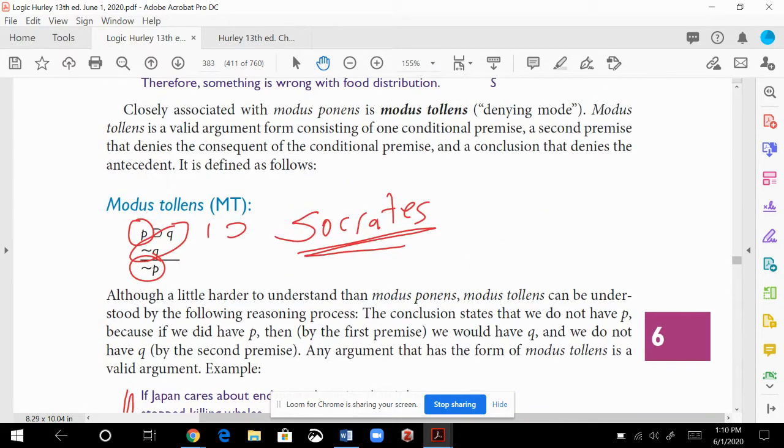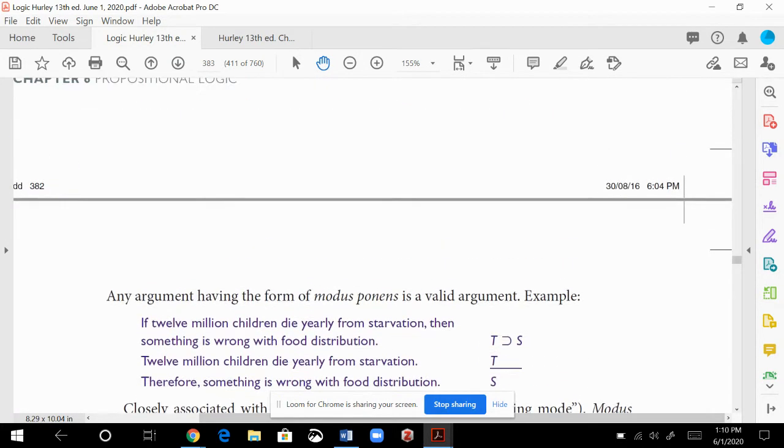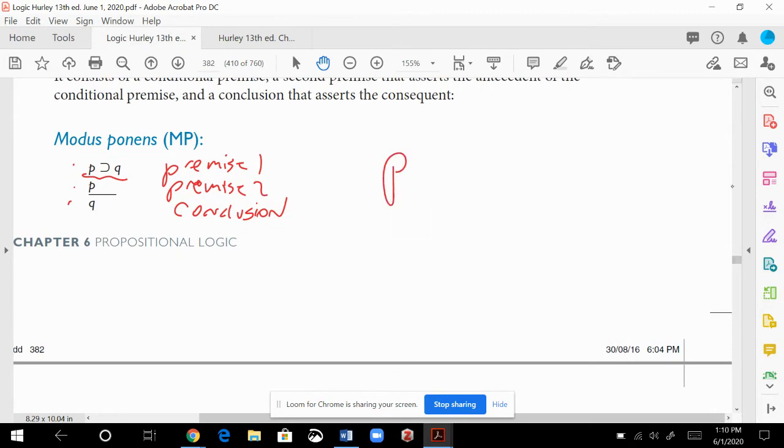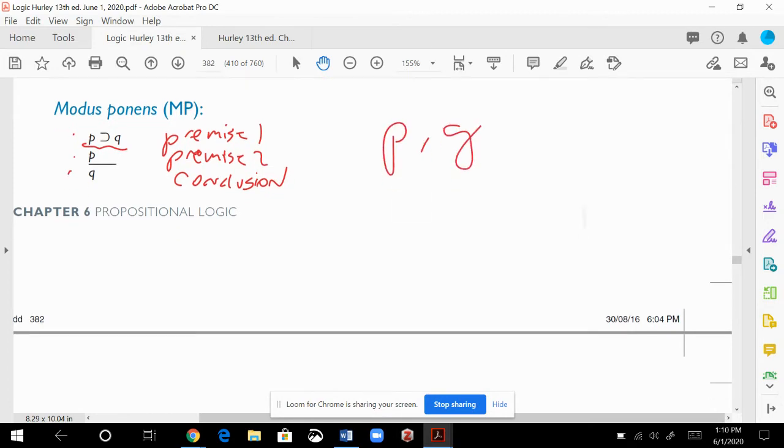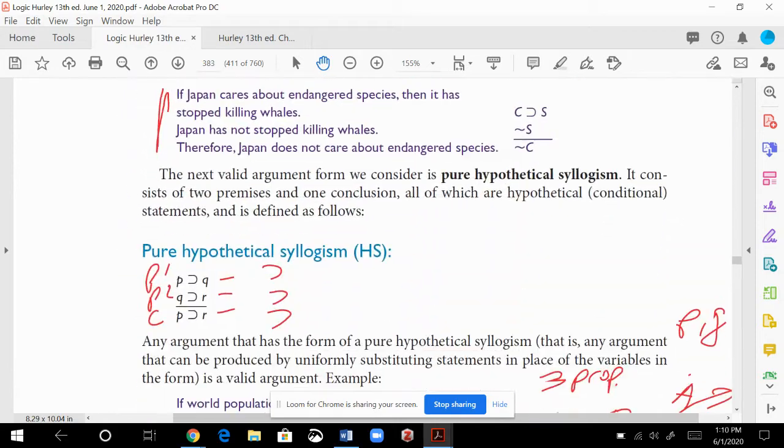How many did we have in the modus tollens? Only had two propositions. How many did we have in the modus ponens? Only two. Again, pattern recognition. When you get to your homework, I'm going to be asking you this stuff.